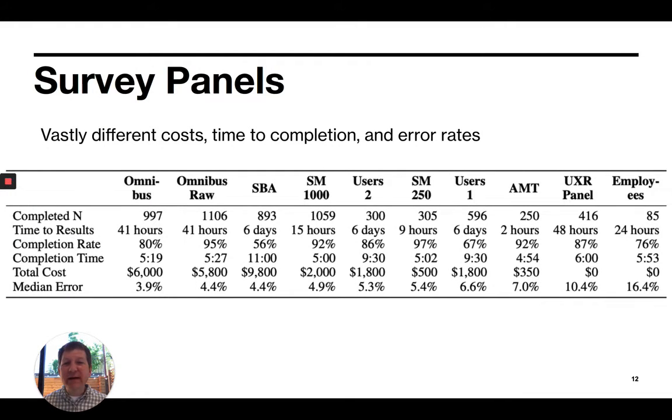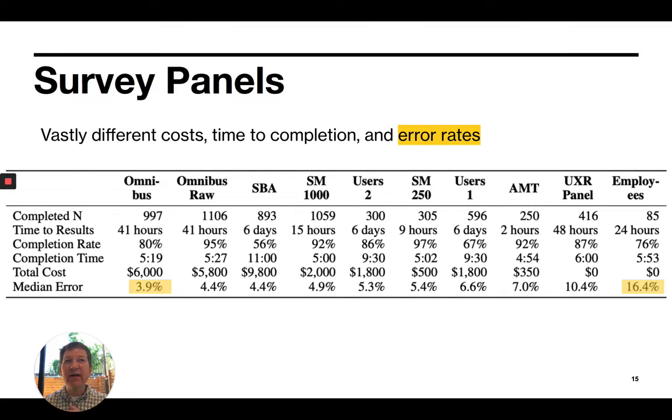So these are all the different panels and just some basic stats about each of them. And what you can see here is that there are vastly different costs and time to completion and error rates across these different panels. For example, on cost, our cheapest was $350. Our most expensive was almost $10,000. When we look at the time to completion, our fastest was 2 hours, and we had some other ones here at around 9 hours or 15 hours, but the longest took 6 days to get the data. So you can see there's a very different scale here in terms of time to completion if you need your results right away. And then these are sorted by error rates.